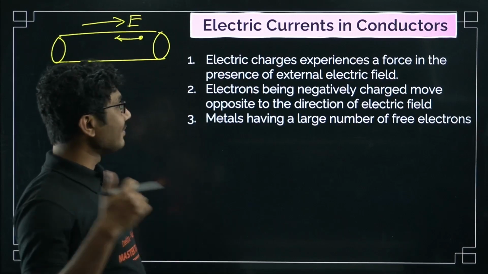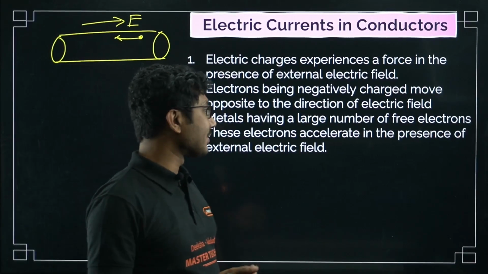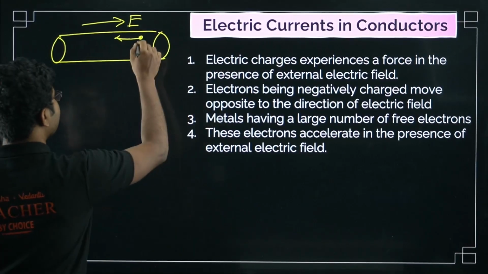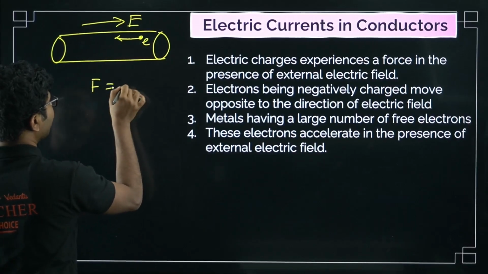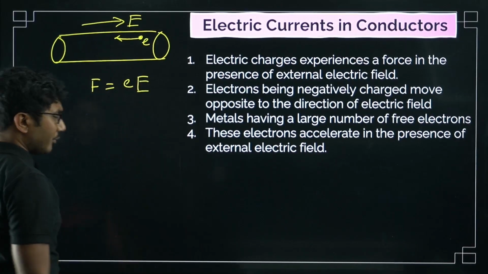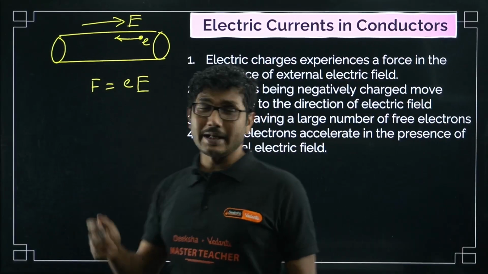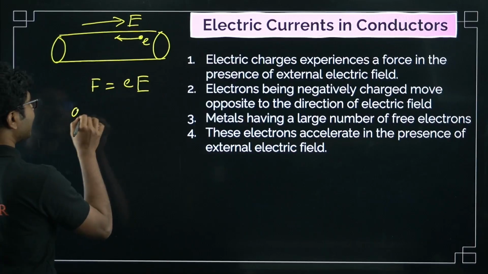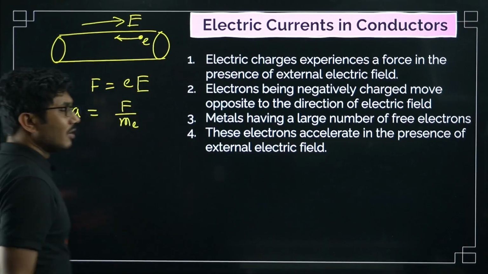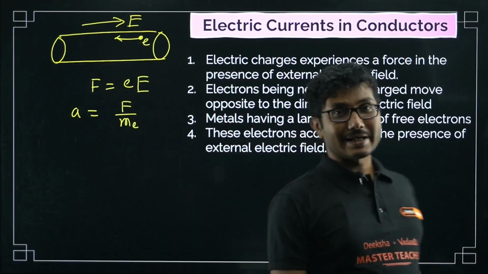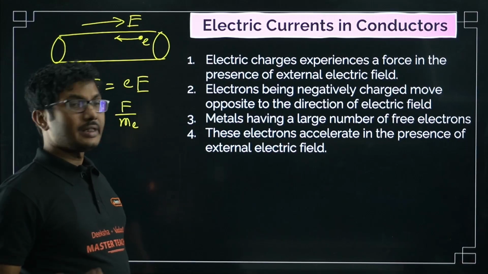Metals have a large number of free electrons, and these free electrons accelerate in the presence of an external electric field. Obviously it experiences a force. Suppose this is an electron. The force acting on it is given by F = qE, that is charge times electric field, and then it starts to accelerate. The acceleration is force divided by the mass of the electron, and this acceleration acts on the electron whenever it is subjected to an external electric field.